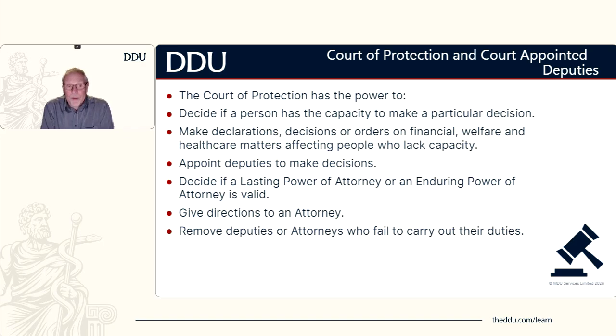The Court of Protection can appoint the deputies to make the decisions. It can decide if the power of attorney is valid. It can give directions to an attorney. So it can say to someone who is an attorney, you need to do this. And it can remove the power of attorney from the attorney if they fail to carry out their duties properly. So the Court of Protection has a lot of responsibility.